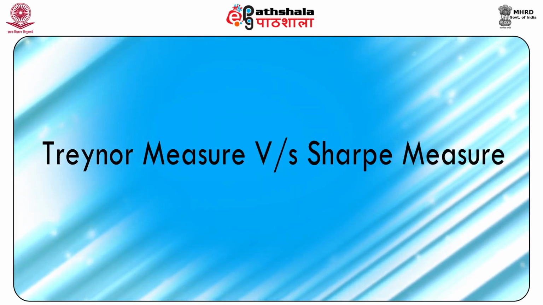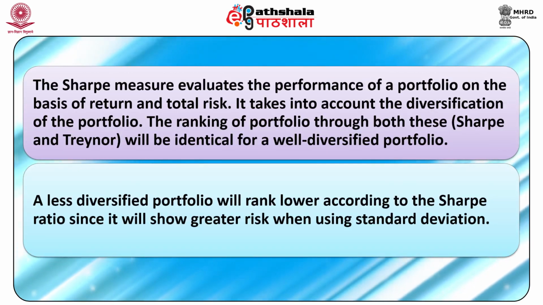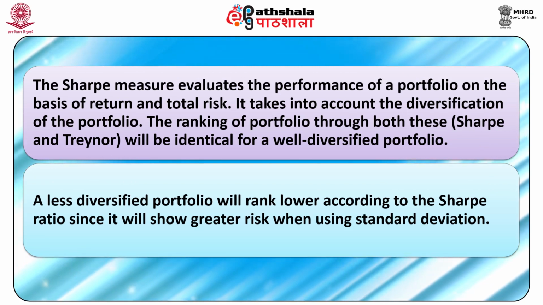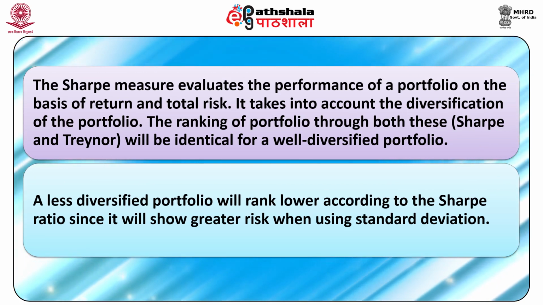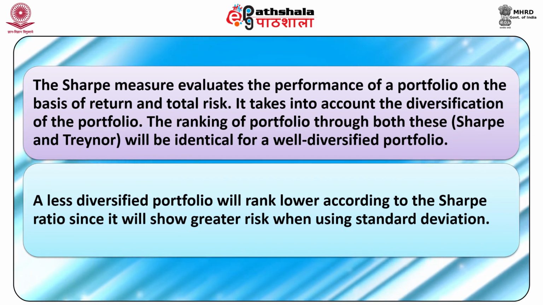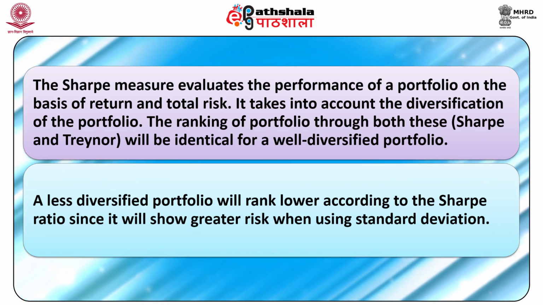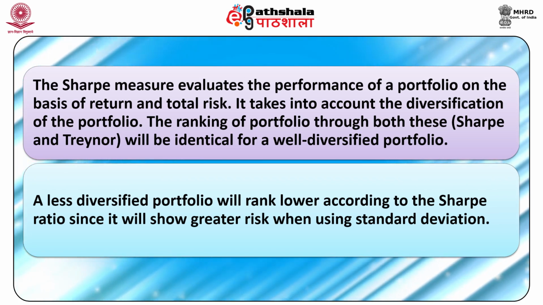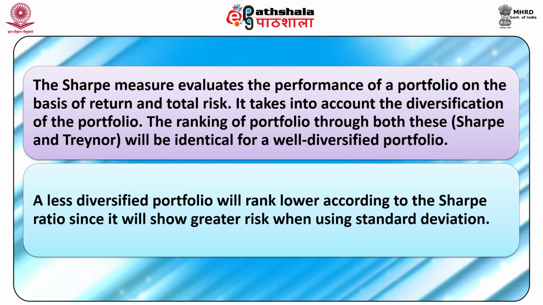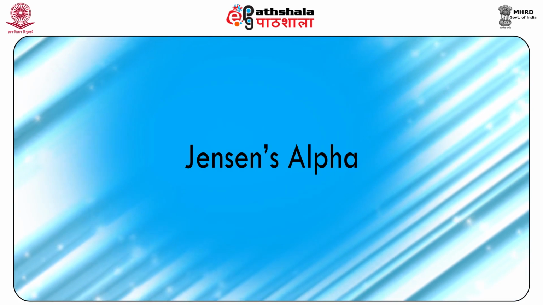Now we are going to compare Treynor's measure with Sharpe's measure. Sharpe's measure evaluates the performance of a portfolio on the basis of return and total risk. It takes into account the diversification of the portfolio. The ranking of the portfolios through both Sharpe's and Treynor's measures will be identical for a well-diversified portfolio. A less diversified portfolio will rank lower according to the Sharpe ratio, since it will show greater risk when using standard deviation. Now we will move on to the third ratio, given by Jensen's alpha.